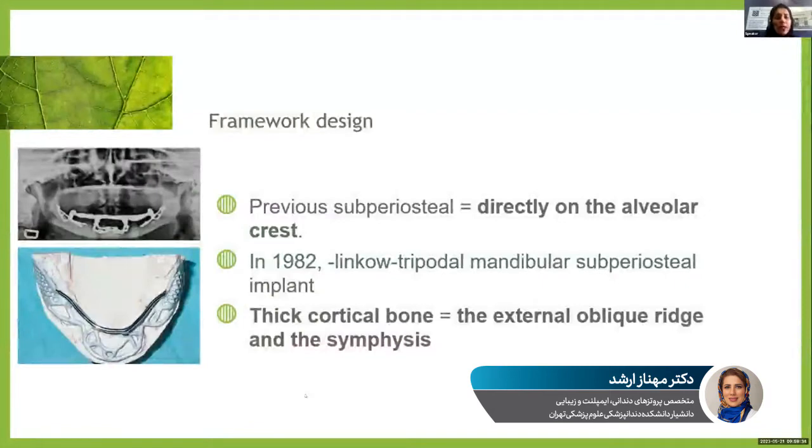And the framework design, as you see in the picture: in the previous subperiosteal implant, it sat directly on the alveolar crest. But the new subperiosteal implants we use nowadays surround the bone and use the symphysis and the external buccal oblique ridge, so the retention and osseointegration are very high, the mobility is less, and the fixation is much better than the previous subperiosteal implants. So we have a much better result.